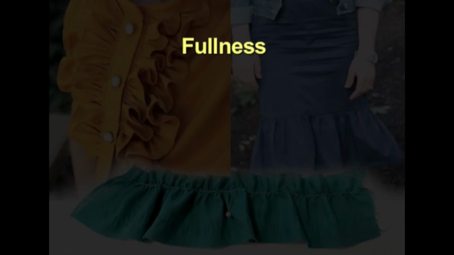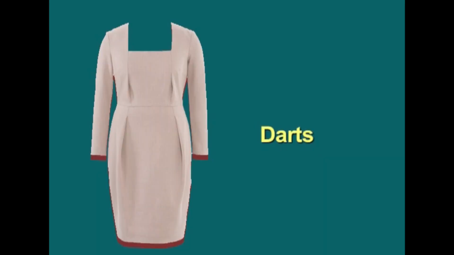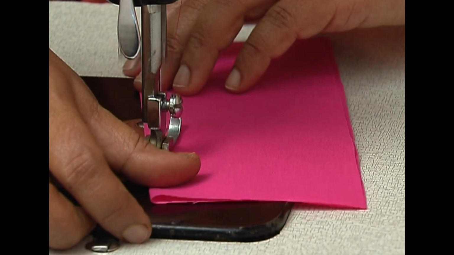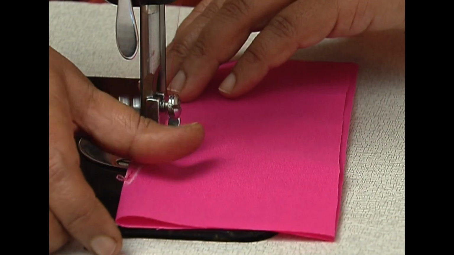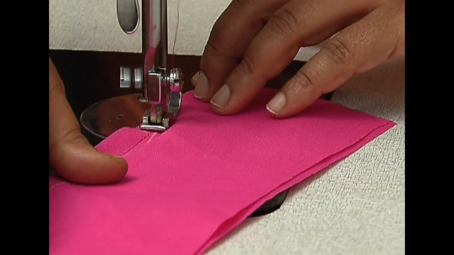There are different methods of introducing this fullness. They are darts, tucks, pleats and gathers and such other devices. Coming to the darts, darts are used to shape a flat piece of fabric to fit the curves of a figure. Darts are generally made on the wrong side. Their size and position depend upon the type of shaping and fullness required.